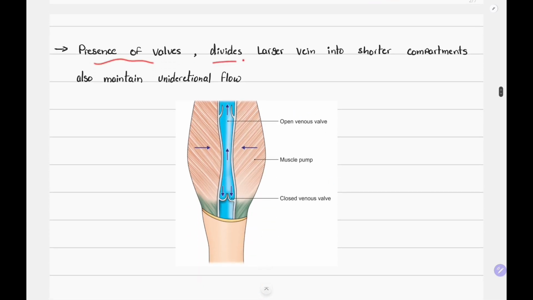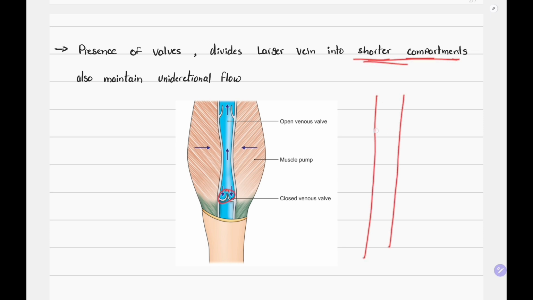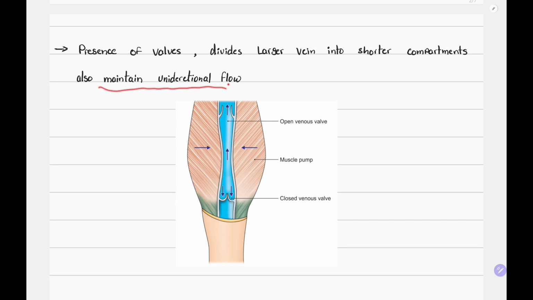Presence of valves divides larger veins into shorter compartments and also maintains the unidirectional flow. As you must be knowing, veins are equipped with valves, and these valves make a larger vein into shorter compartments. So this is the valve. If this is a single vein, this vein is divided into shorter compartments, and valves prevent the retrograde flow of blood, that is, they maintain the unidirectional flow towards the heart.